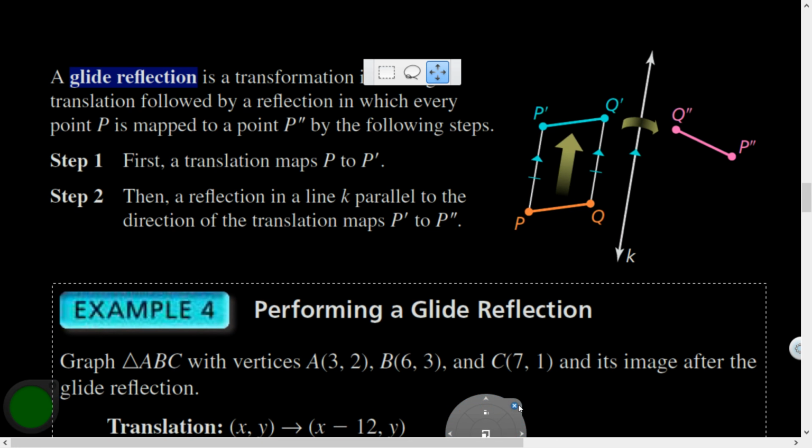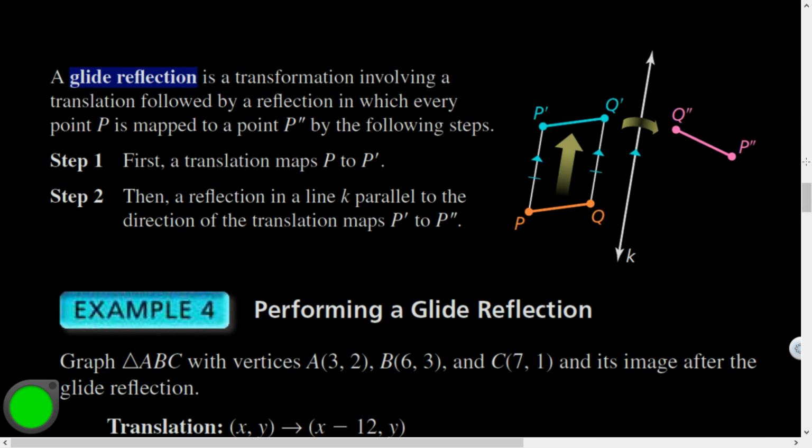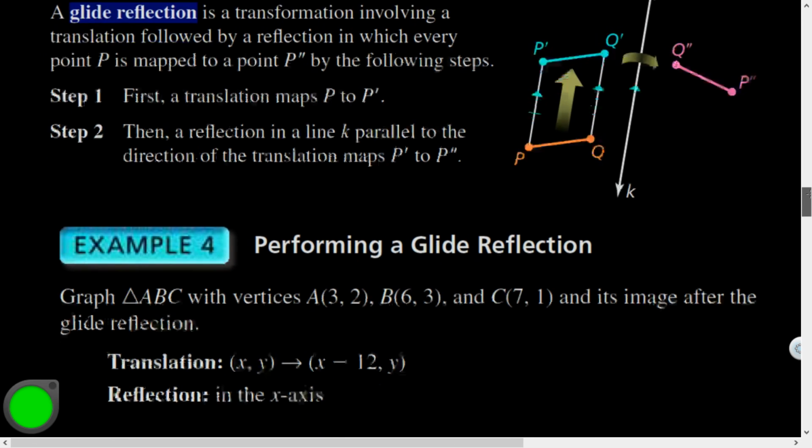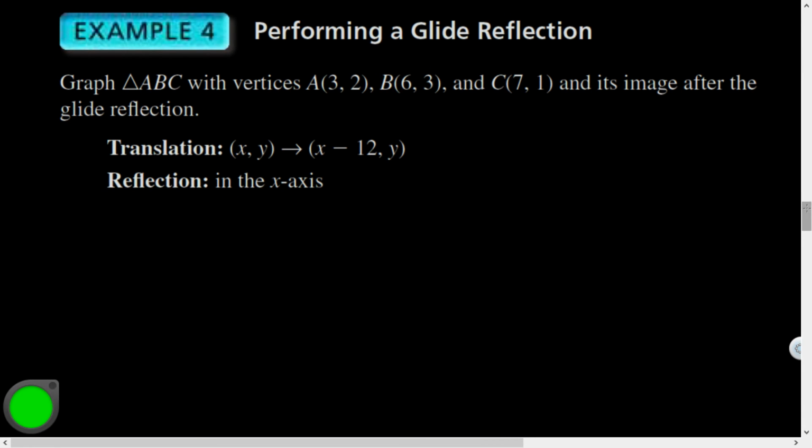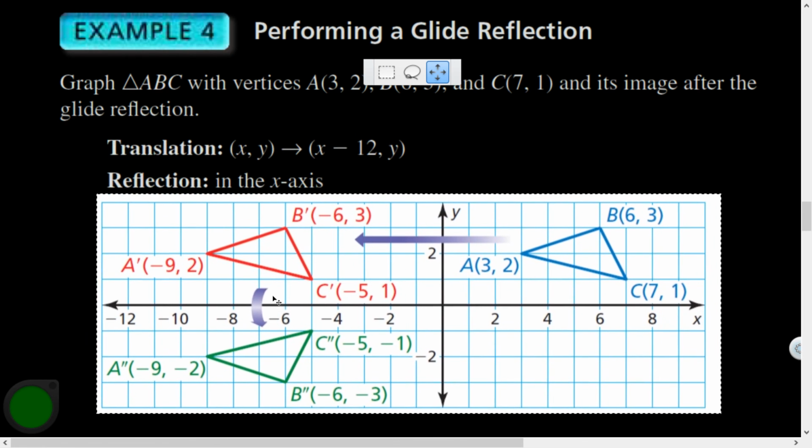Well, we'll do an example here. All right, that's like a generic, but let's perform a glide reflection like so. It says, graph triangle ABC with the vertices. Tell you what, for sake of time, ready for this? I'm super good at graphing. And bam, look at that.